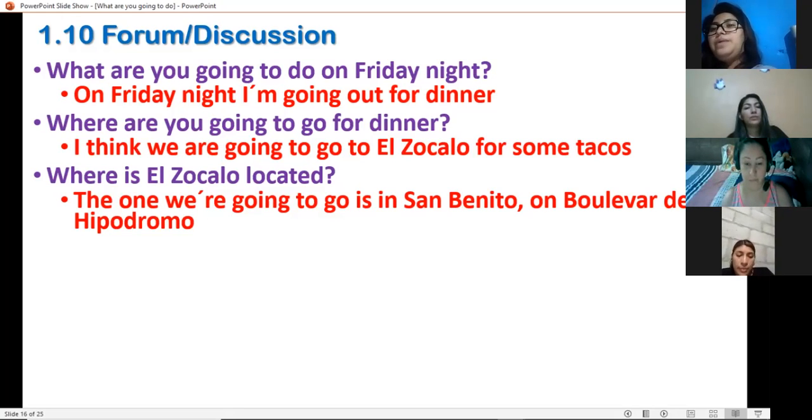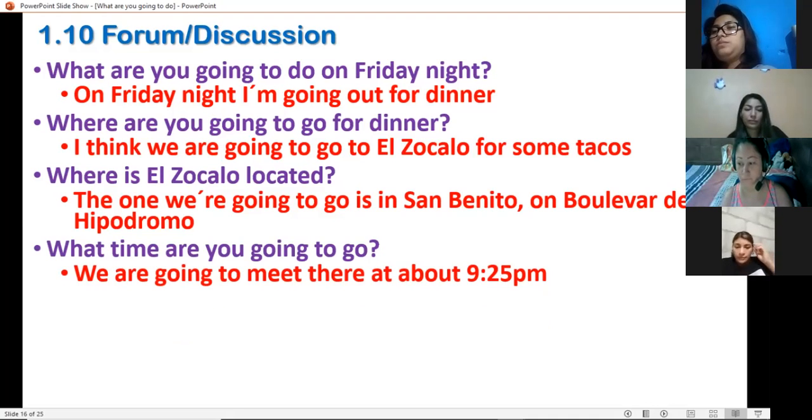Okay, muchos a veces se equivocan y piensan que tienen que cambiar o traducir las palabras, pero ojo, los nombres propios no cambian. Por ejemplo, el Zócalo, San Benito, Boulevard del Hipódromo es nombre propio, eso no debe cambiar ni traducirse, ¿okay? ¿Entendemos eso? Okay. Excelente. Continuemos. What time are you going to go?